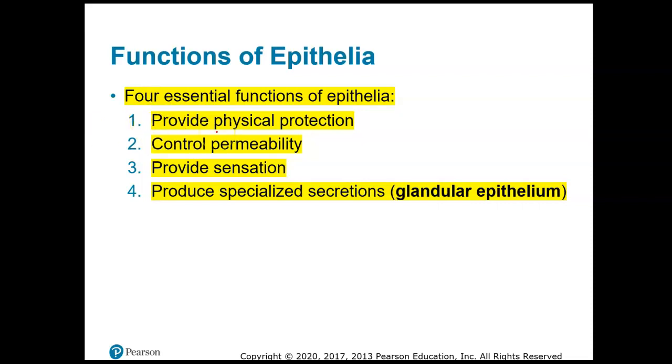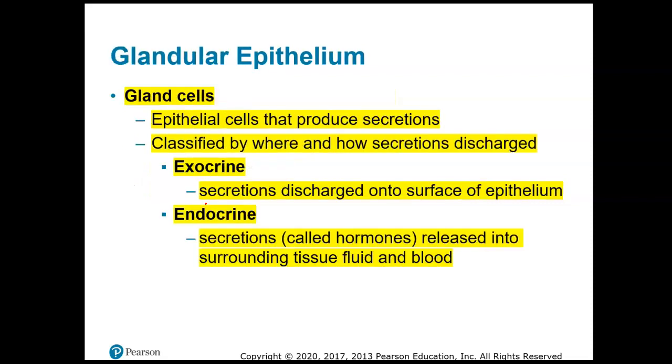One is that it provides physical protection, and we can definitely see this with our skin. Epithelial tissue controls permeability. It controls what can enter and leave a particular area of the body. The skin is another good example there. Epithelial tissue can provide sensation because it can also be associated with nerve endings, and it can produce specialized secretions such as glands.